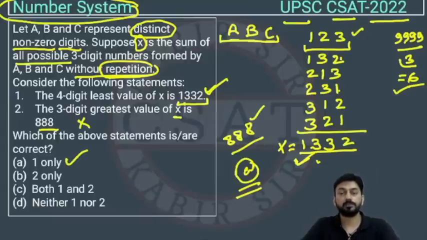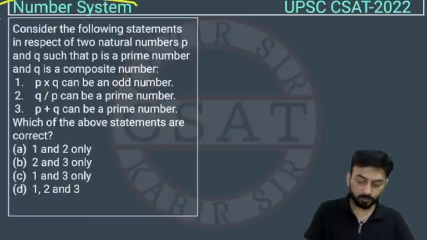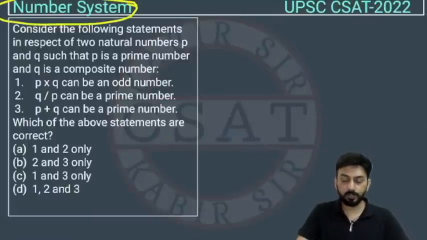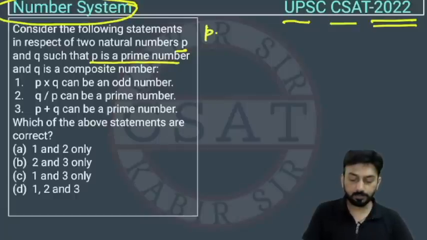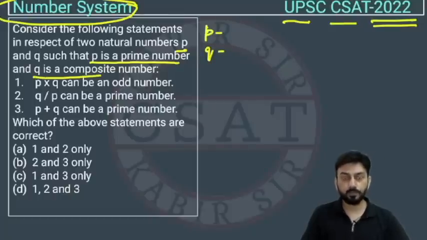This is a question from number system chapter asked by UPSC in their CSAT paper of 2022. Consider the following statement in respect of two natural number P and Q such that P is a prime number. So P is prime number, right, and Q is a composite number. P is a prime number and Q is a composite number. So now these three statements are given. Then in the last, they are asking which of the above statement are correct. So we have to find the correct statement from these three.